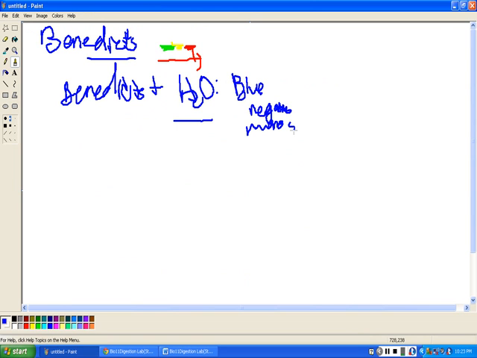If it's blue in color, it's negative, and we purposely did not put any monosaccharides in there, so this is going to be our negative control.